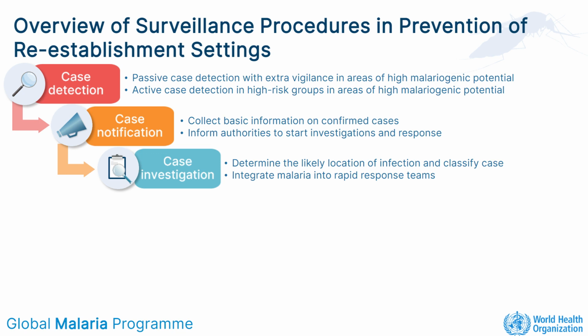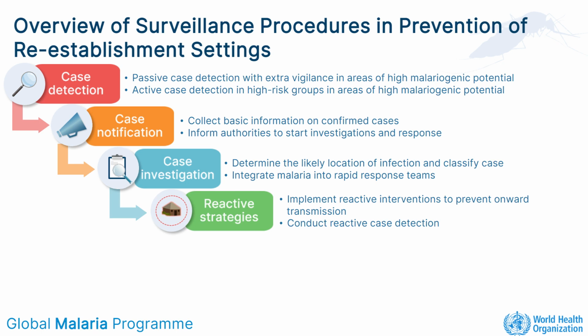These rapid response teams might be triggered by a confirmed malaria case or other epidemic or outbreak-prone disease, such as COVID-19, Ebola, cholera, measles, and many more. Rather than the malaria program, the rapid response system may investigate and respond to malaria cases. Reactive interventions should be implemented according to the national protocol. Reactive case detection should be undertaken to strengthen the surveillance system.